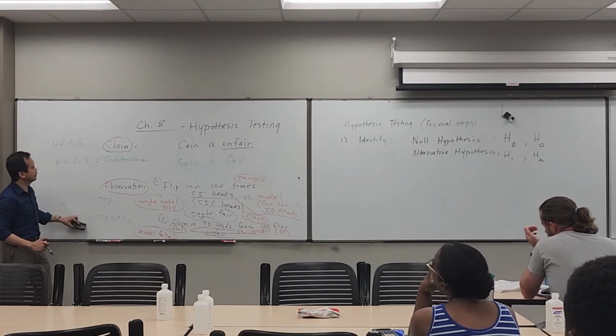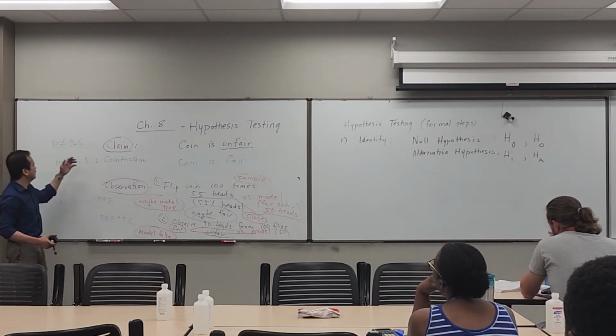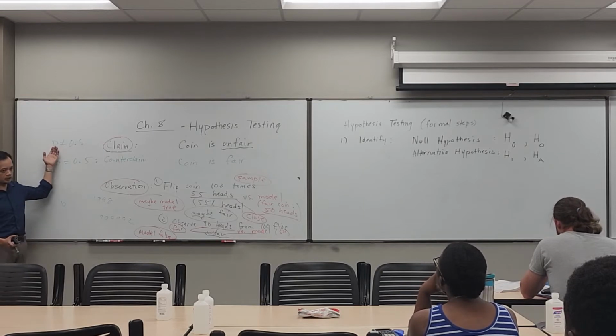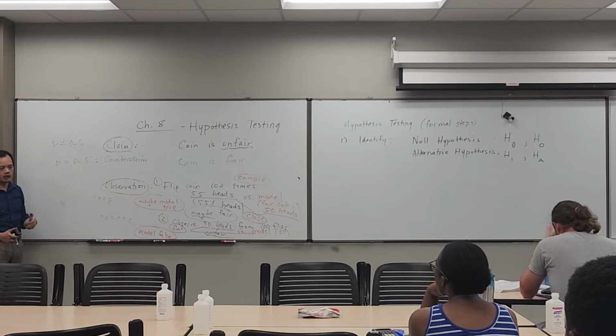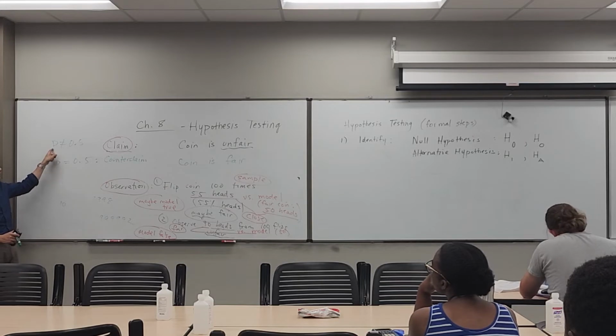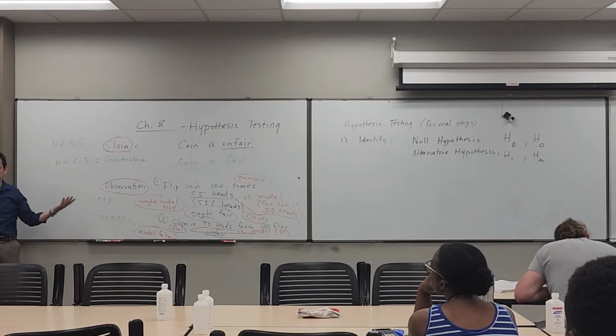Okay, so if the coin is unfair, that means that in the long run, p can be any number as long as it's not 0.5. So another way to say that is that p could either be greater than 0.5 or p is less than 0.5.